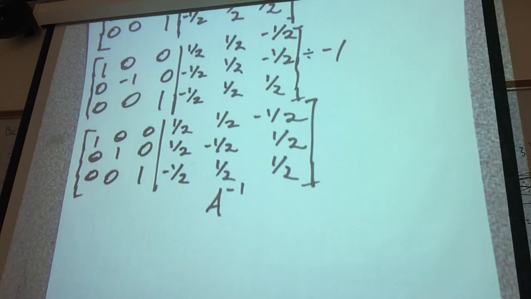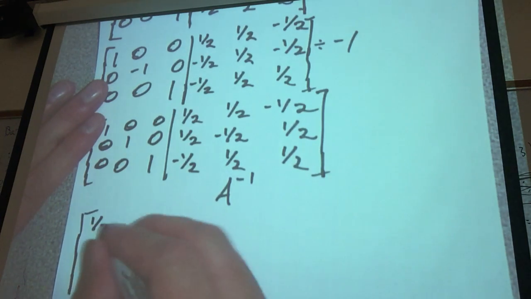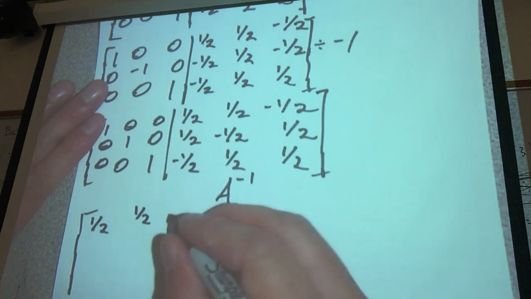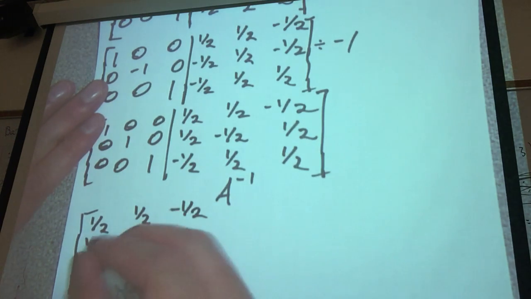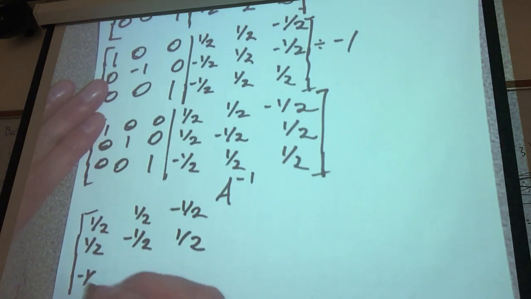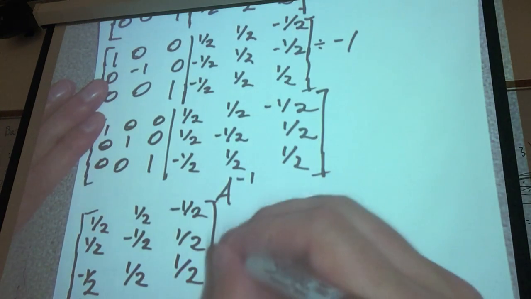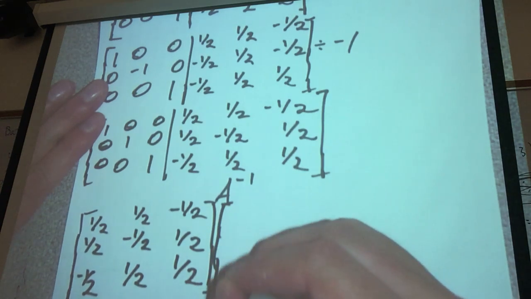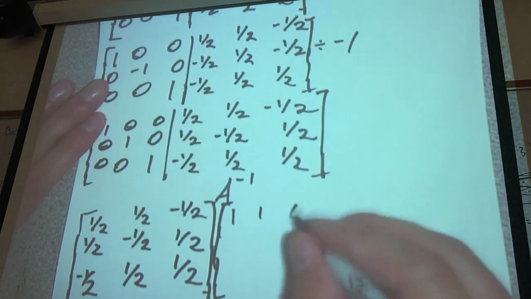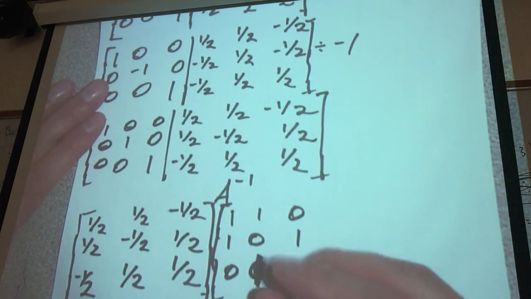So, let's take our matrix, the inverse matrix, 1/2, 1/2, negative 1/2, 1/2, negative 1/2, 1/2, negative 1/2, 1/2, 1/2. And let's have it act upon 1, 1, 0, 1, 0, 1, 0, 0. I mean 0. That's a 1. 1.